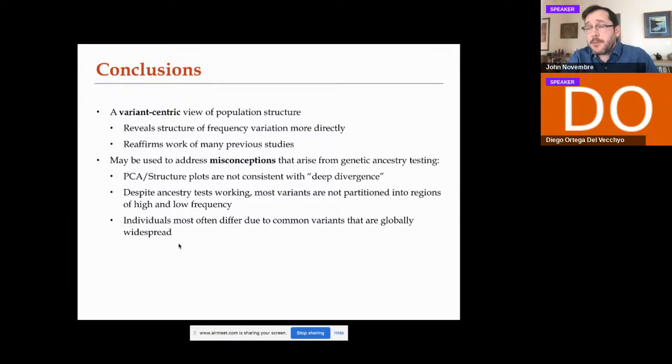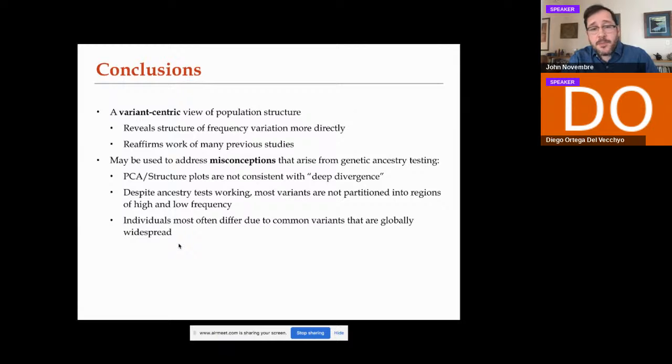This isn't just a problem in human population genetics. In thinking about conservation biology, just because things cluster in a structure plot doesn't mean that they're deeply diverged and evolutionarily significant units in some sense. So that's one misconception it can address.